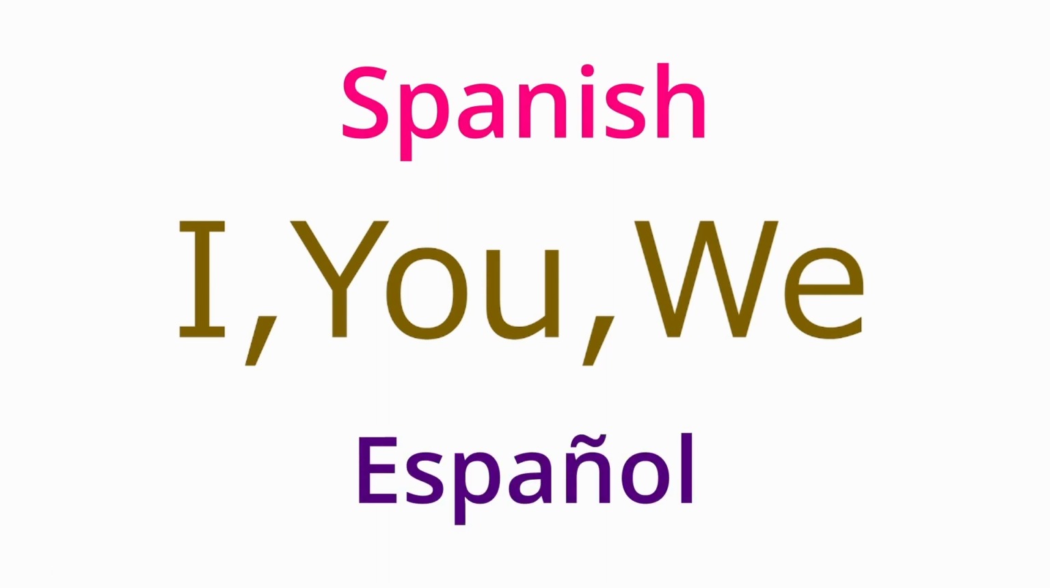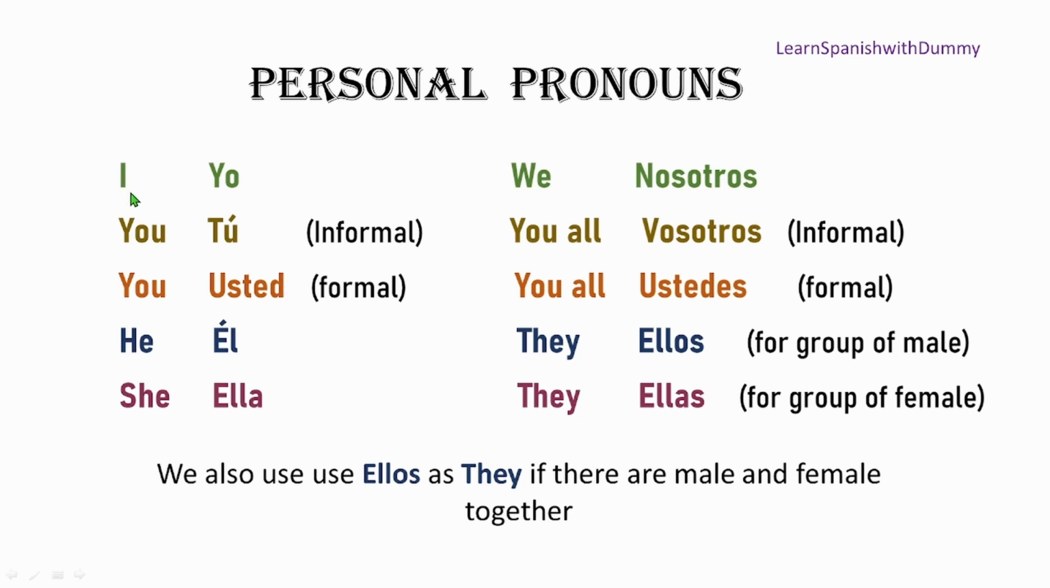So today we're going to learn about personal pronouns. They are like I, you, we in Spanish. So let's go ahead. First we come with I. I, we say yo in Spanish. Yo. I is yo.